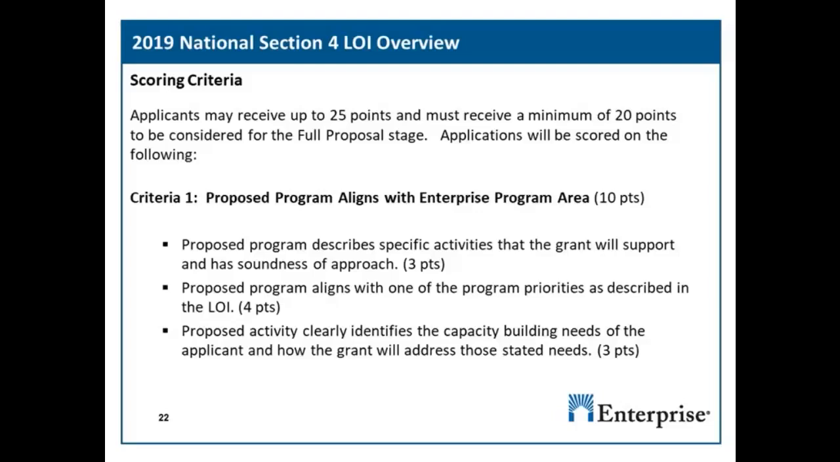Your activities need to align with one of our 5 program areas as outlined in the LOI. And we need to know the specific activities the grant will support, and also which one of the program areas, or at least the main program area, that aligns with your proposed activities. We also need your proposed activities to clearly identify the need to build your organizational capacity, and we need to know how the grant will address those needs.